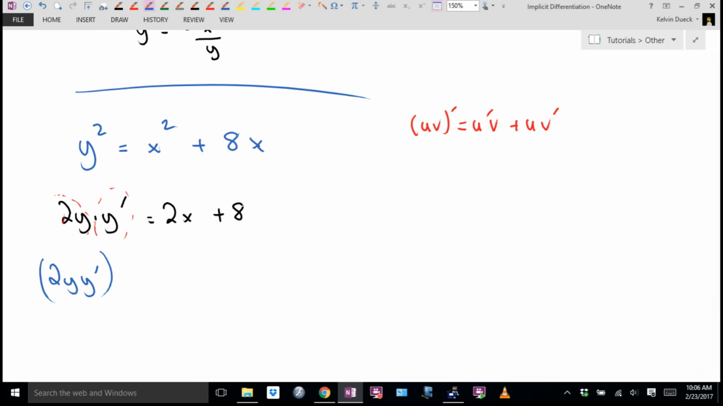Why does the first y stay? What's the derivative of y squared? The 2 moves to the front. You rewrite what was inside the brackets, and then you subtract 1 from the exponent. And then you multiply by the derivative of what was inside the brackets, which is y prime. We're doing the chain rule writ large.